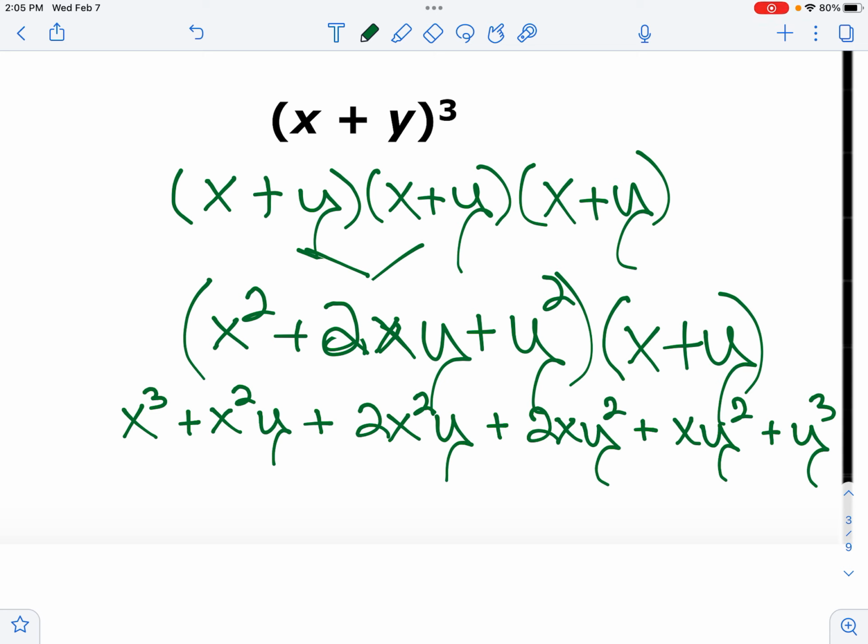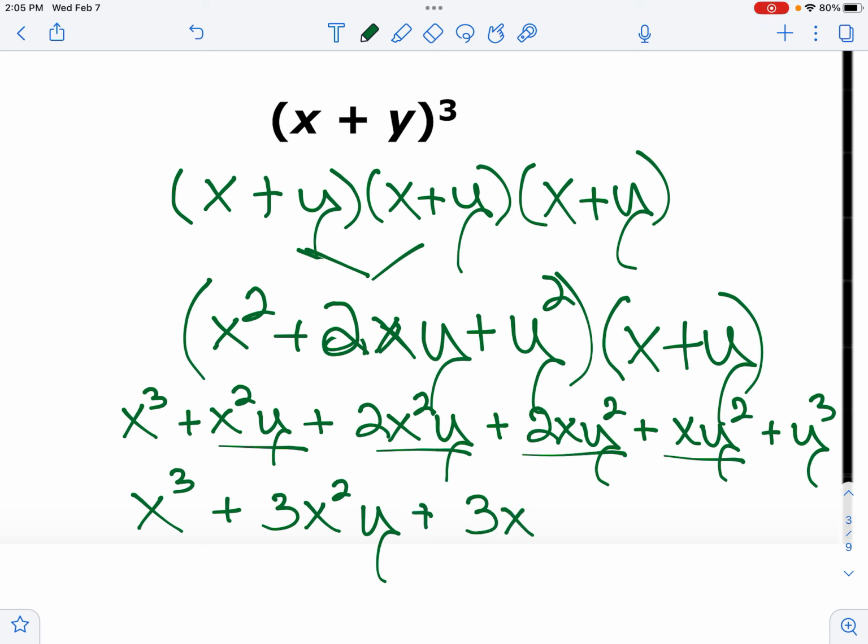Okay, so now I'm going to combine some like terms. So I have x cubed, and now I'm going to put this together with this. So that's 3x squared y. And now this and this. That would be 3xy squared, and then y to the third. Okay, so this would be my answer.